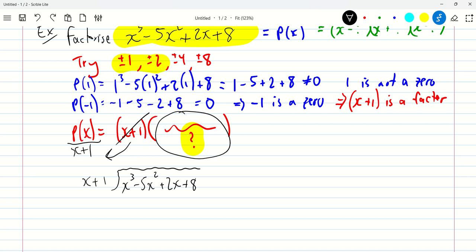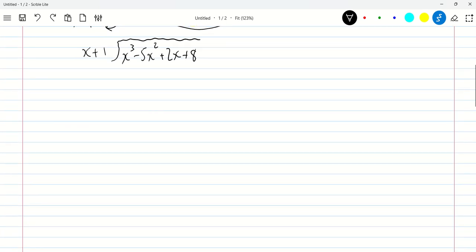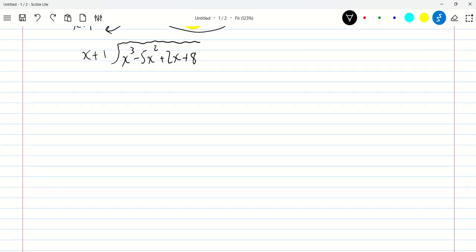Okay, so let's do that. The process is as follows. I'm just going to come down here and keep it all nice and neat. Firstly, we need to ask ourselves, what do we need to multiply x by to make x cubed? The answer is x squared. Because we're multiplying by x squared, we put the x squared up in the x squared column. See how it's above the negative 5x squared? That's the x squared column.